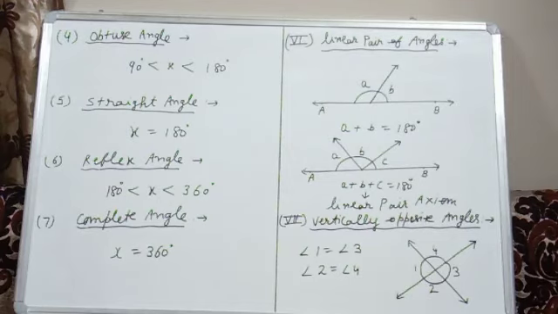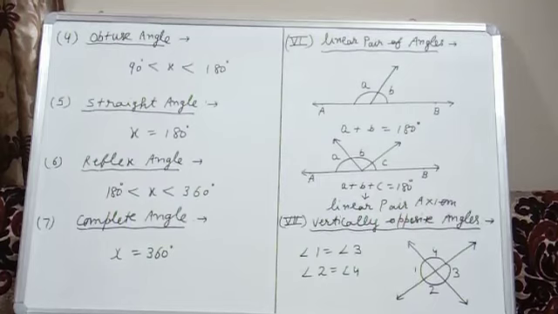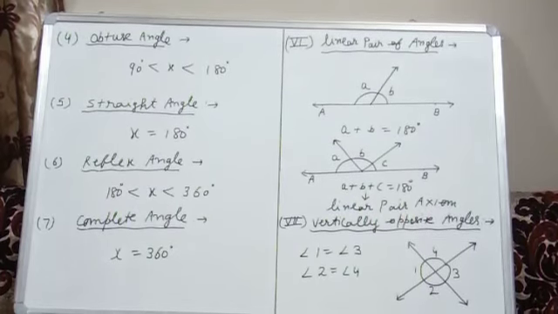So again I am revising. First point, line, ray, line segment. Then second point, angle and its types. Third point, linear pair of angles. And fourth point, vertically opposite angles. So tomorrow we will start solving the questions of the first exercise.